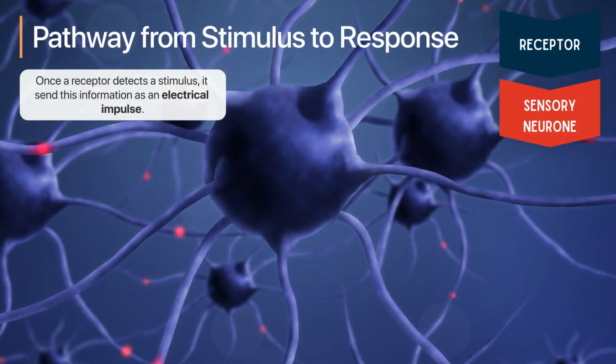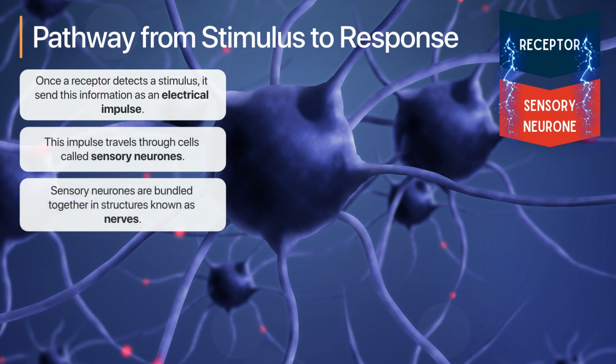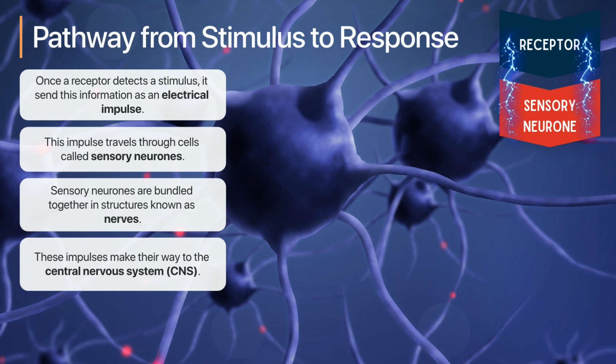Once a receptor detects a stimulus, it sends this information as an electrical impulse. This impulse travels through cells called sensory neurons. Sensory neurons are bundled together in structures known as nerves. These impulses make their way to the central nervous system, also known as the CNS.